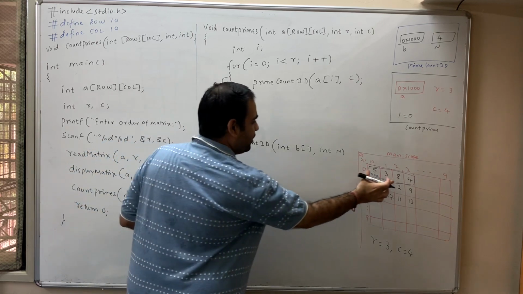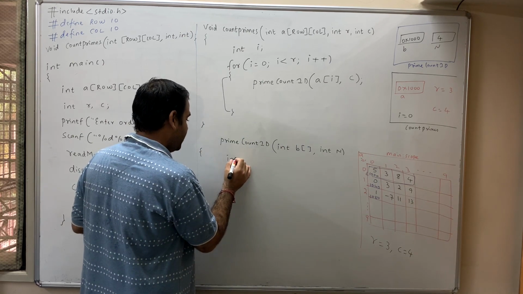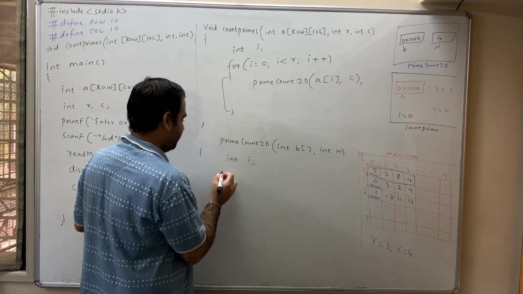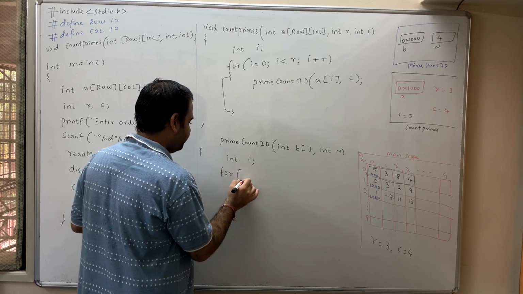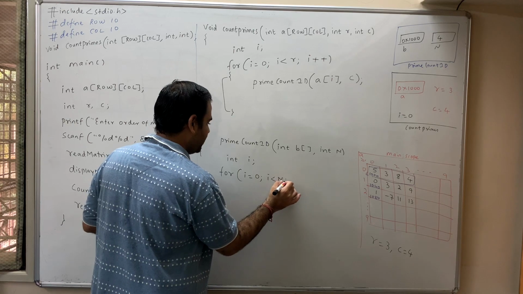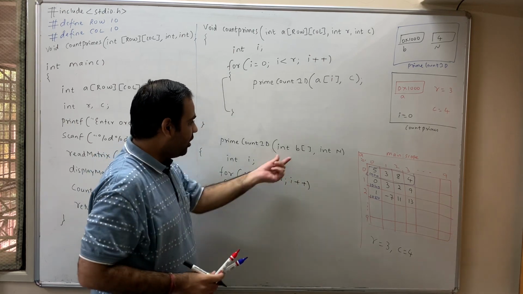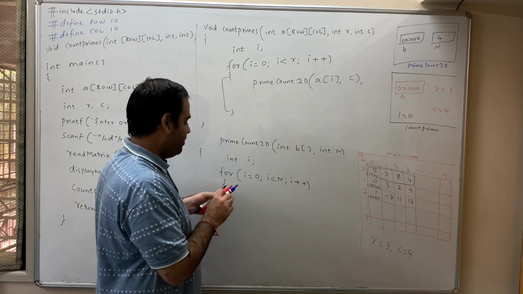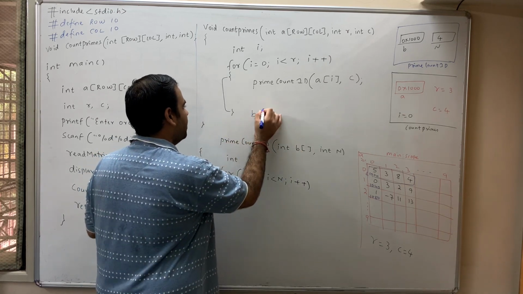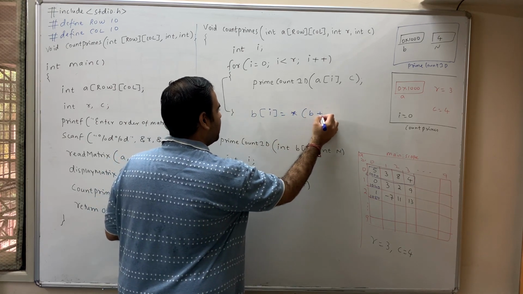Now I need to access each element of a matrix, each element of a one dimensional array, and we know how to access it. We say int i for i is equal to 0, i is less than n, i plus plus, right? And what do I have to check? Now if I say b of 0, what is b of 0? What is b of i? I am working here is equal to star b plus i.